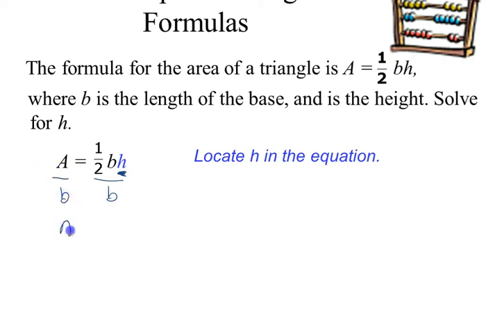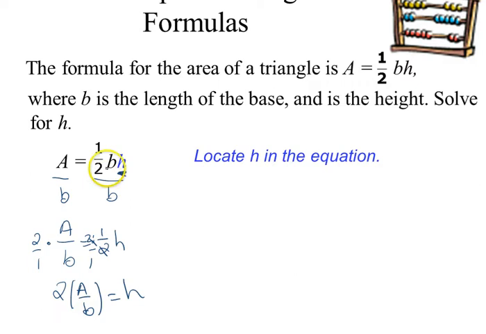So we'll end up with the area divided by the base is equal to half of h. And now to get rid of this half, we can just multiply by 2 over 1, which is the reciprocal. So the final answer will be 2 times A over b, which is equal to the height.